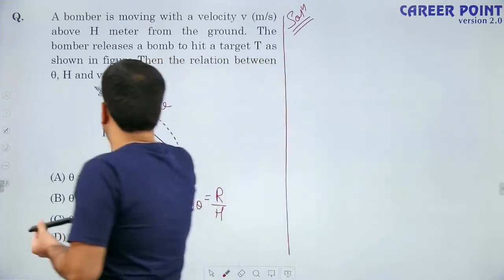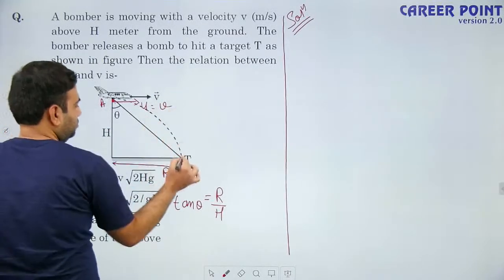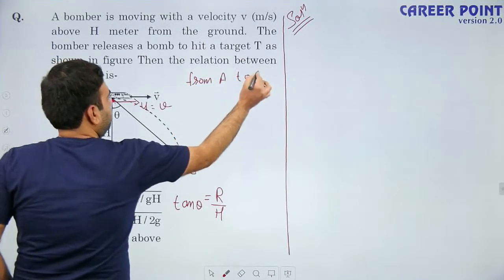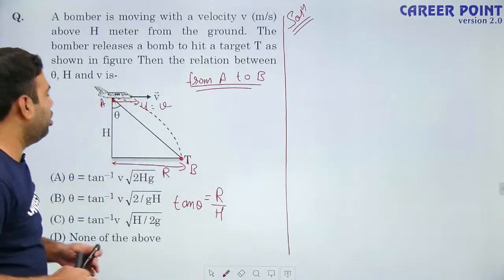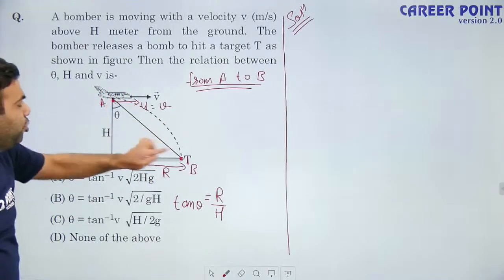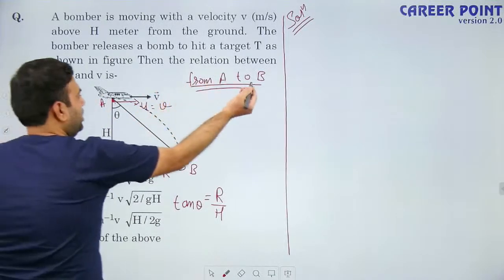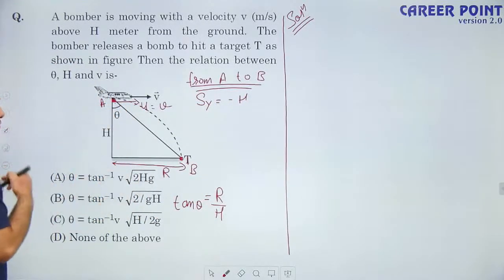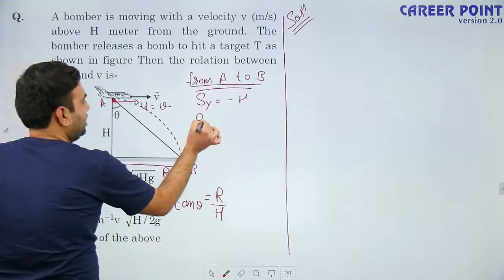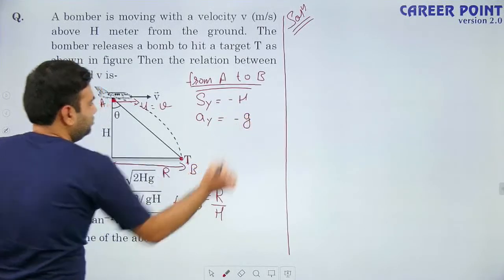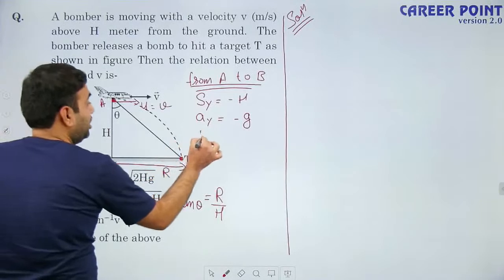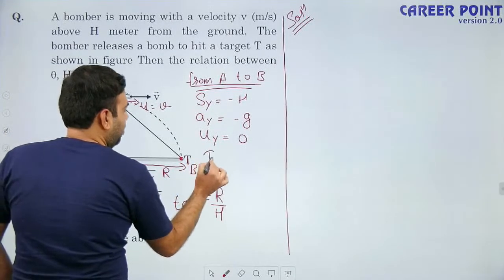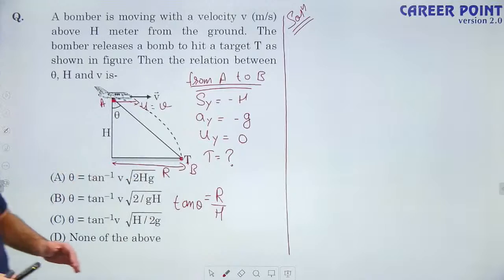See, from point A to point T, suppose this point is B, from A to B, I want to calculate time of flight. So all of you tell me, which equation of motion should I use from A to B? From A to B, I have displacement in y direction, that is minus h, because the point of projection is considered as origin. From A to B, I have acceleration in y direction, which is equal to minus g. From A to B, I have initial velocity in y direction, that is equal to 0, because it is projected horizontally. And if I want to calculate time of flight, which equation of motion should I use?